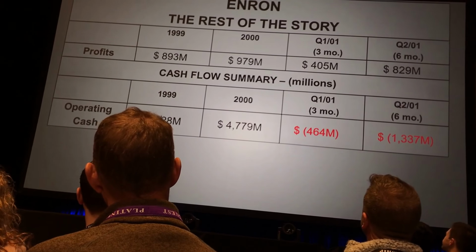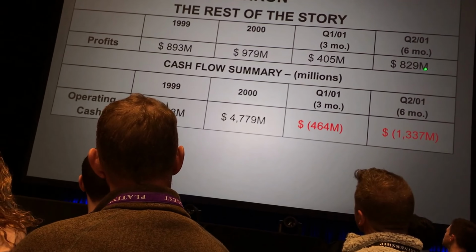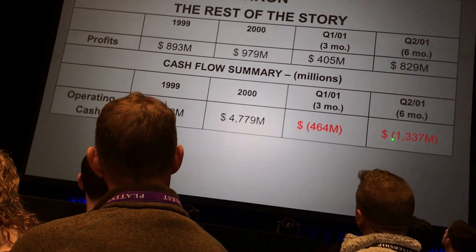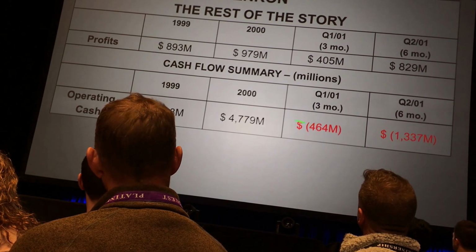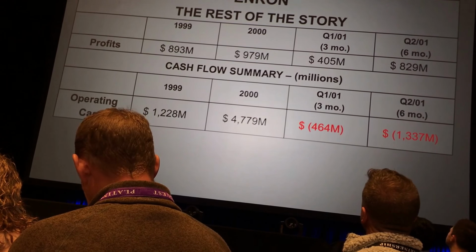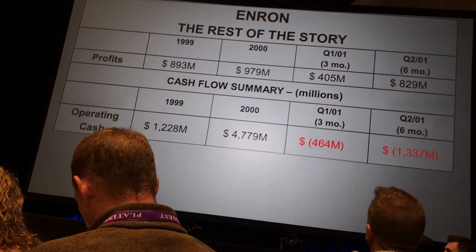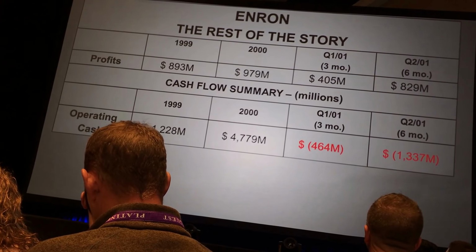That's what happened. And then the next quarter goes by, and all of a sudden they got $829 million of theoretical profits, and they lost $1.3 billion in operating cash. This thing looks awesome. But if you do a blood test, it's got big time problems.